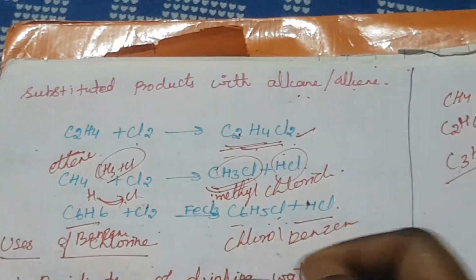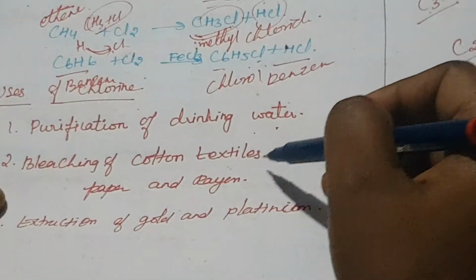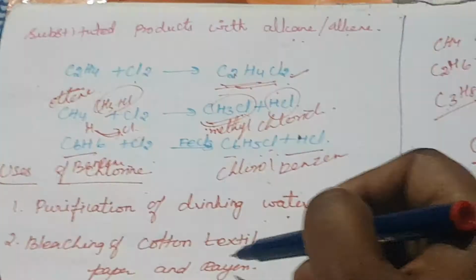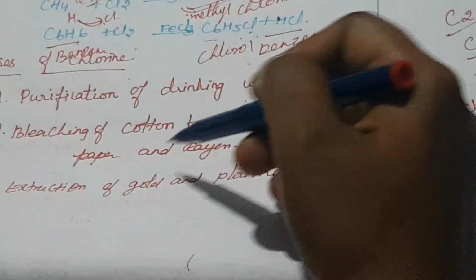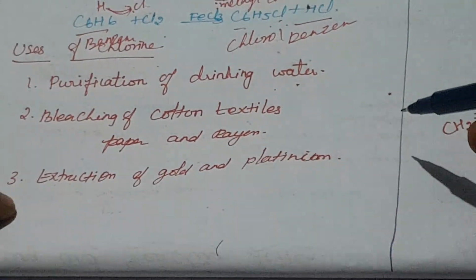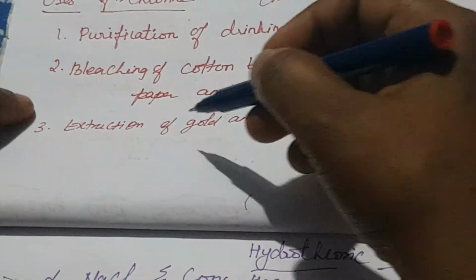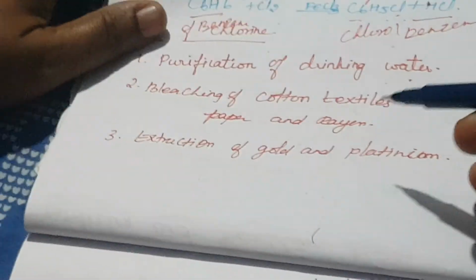Chlorine is mainly used for purification of drinking water, then bleaching of cotton, textile, paper and rayon. So it removes the dirty things. That is the bleaching action on cotton, textile, paper and rayons. Another use is extraction of gold and platinum. Okay, that's all about this video.